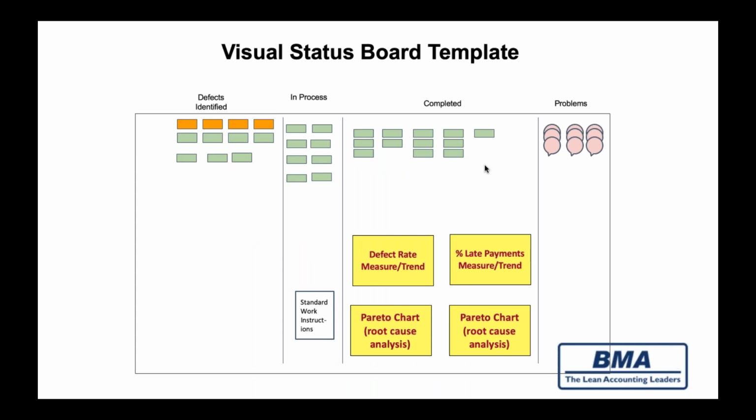So this is a general template of a board where the defects are identified and posted, which defects are in process, which defects have been completed, and measuring what the defects are in terms of the defect rate and late payment, and then looking at Pareto analysis. What are the root causes? This is a daily meeting. It's cross-functional. It's for the whole procure to pay or order to cash process.